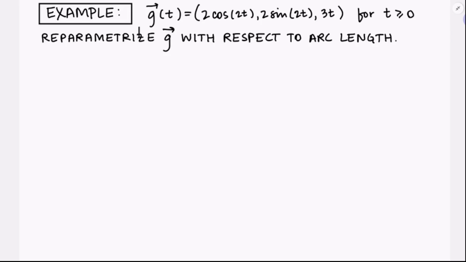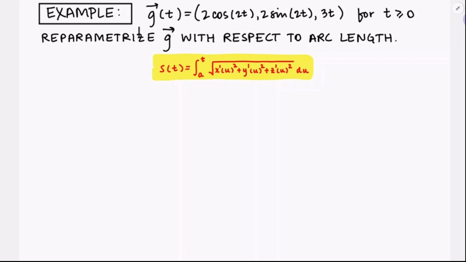All right, let's do another one. So here we've got g of t, which is 2 cosine of 2t, 2 sine of 2t, and 3t for t being greater than or equal to 0. And the graph of this thing is going to be a helix. And so we're going to reparametrize g with respect to arc length. So we'll start off with, we'll need the formula for s.